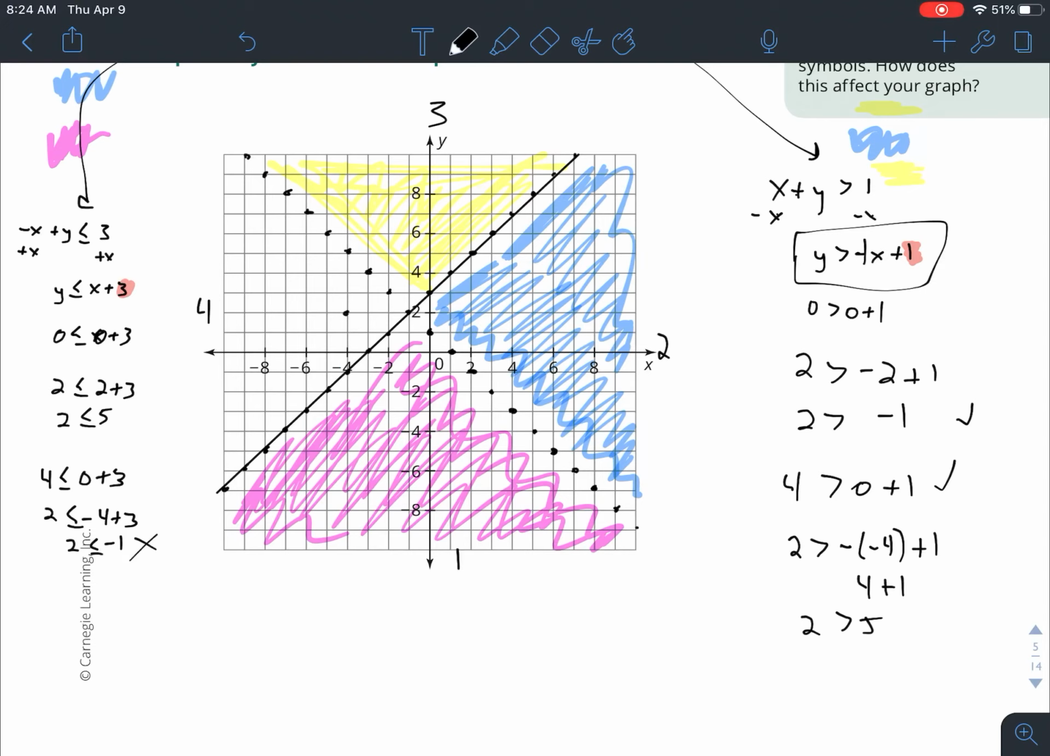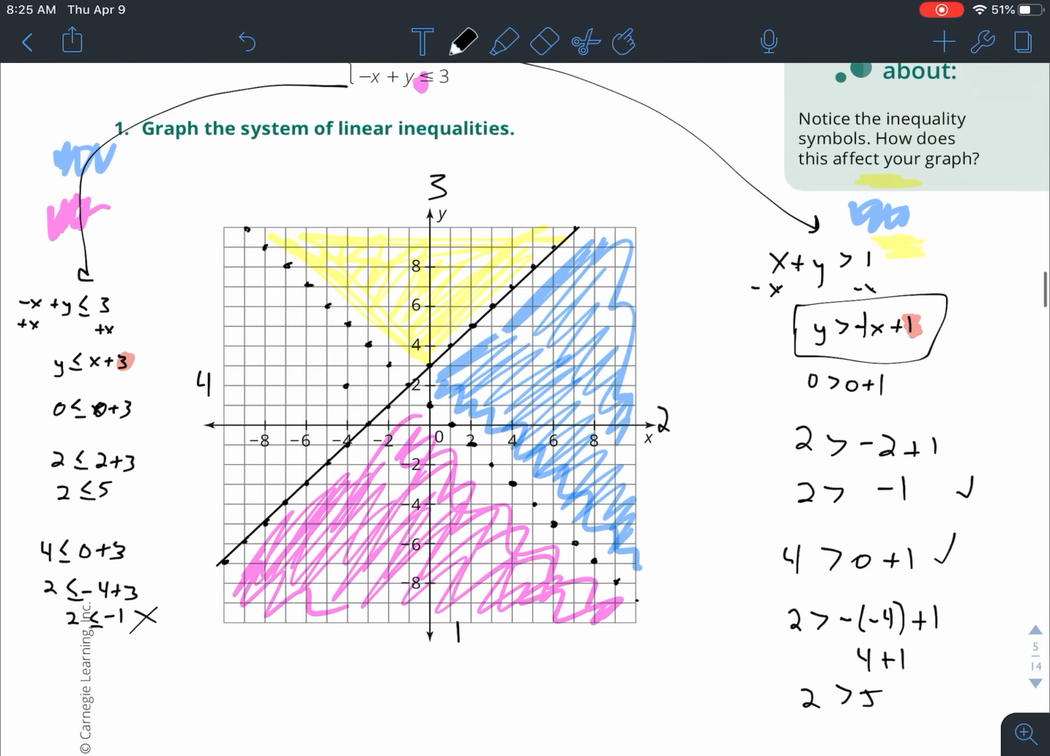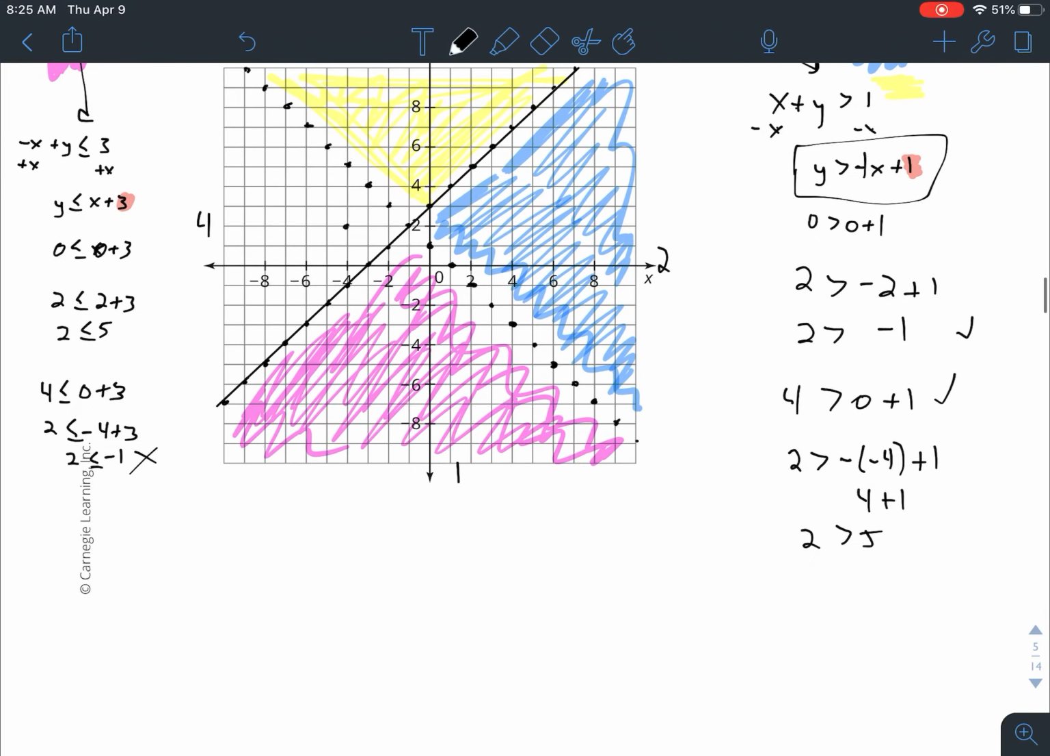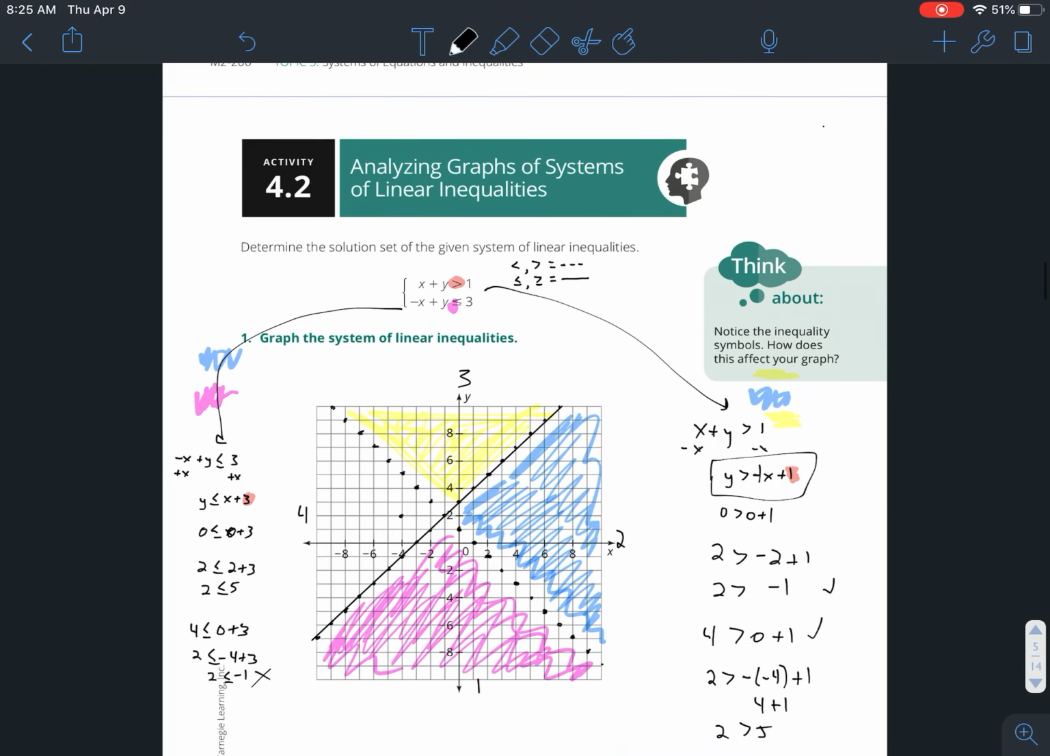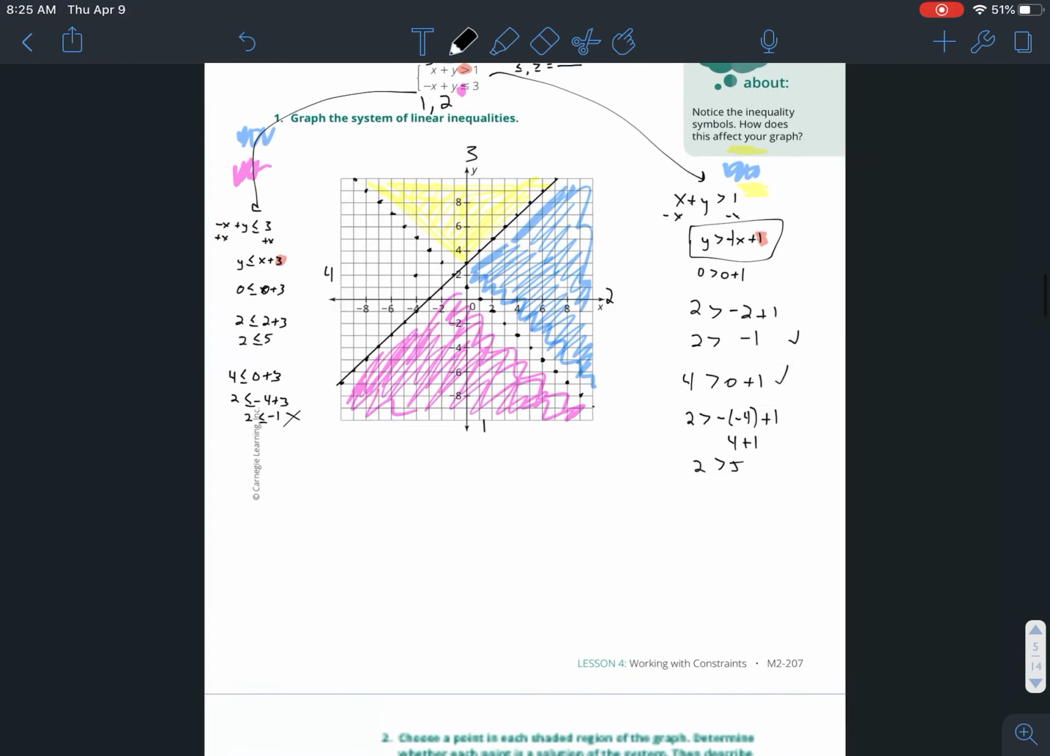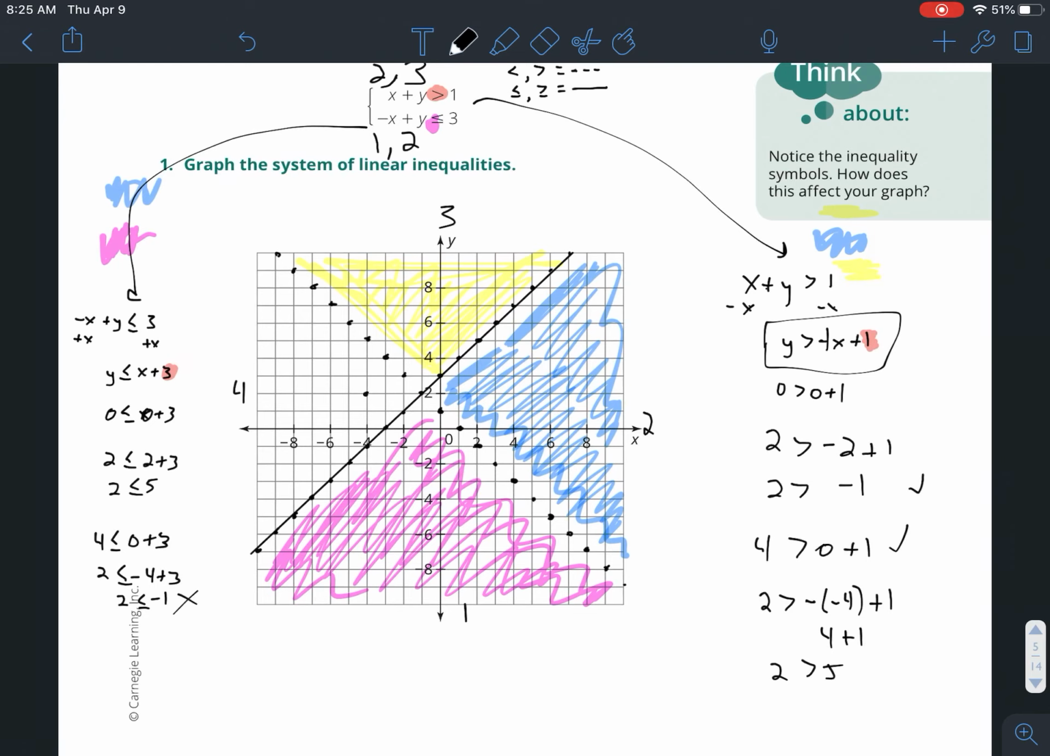So your graph should look something like this. If you use different colors, that's fine. Just make sure you know that this is going to be zone 1 and 2, and this is going to be zone 2 and zone 3. Okay. I'll leave it on there for a second so you guys can get an idea and see what it looks like. And then I'm going to move on to the next problem.